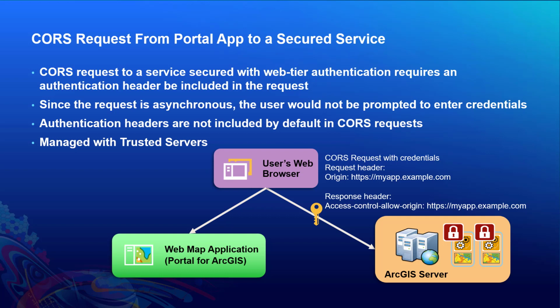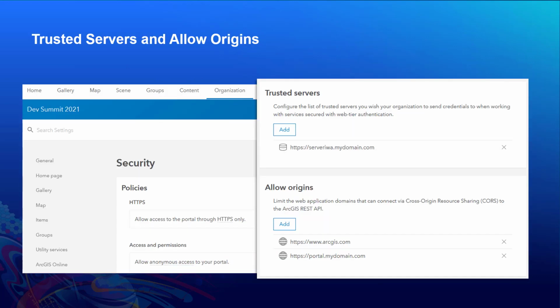Since this is an asynchronous request, there is no option for the browser to ask the end user to enter credentials. To accommodate this, Portal uses a list of trusted servers to identify specific servers where this authentication header should be included with these CORS requests. For security reasons, Portal does not try to include this header for all outbound CORS requests. It is limited to this list of trusted servers.